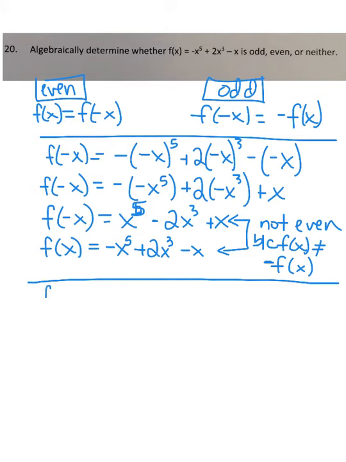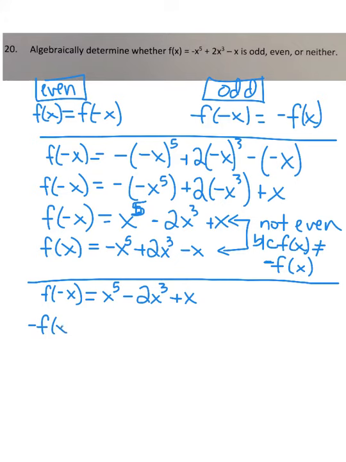So odd is f of negative x, which we already did in this first part here. And I'm just going to rewrite it. It's x to the 5th minus 2x cubed plus x. Now we're going to try to see if that is equal to negative f of x.